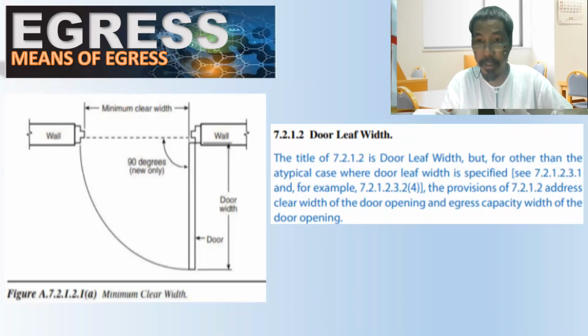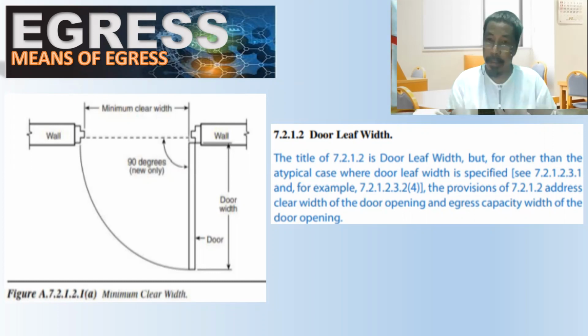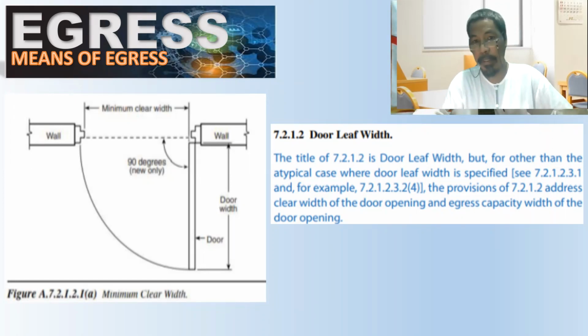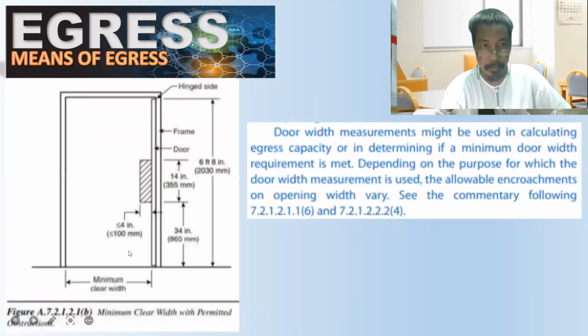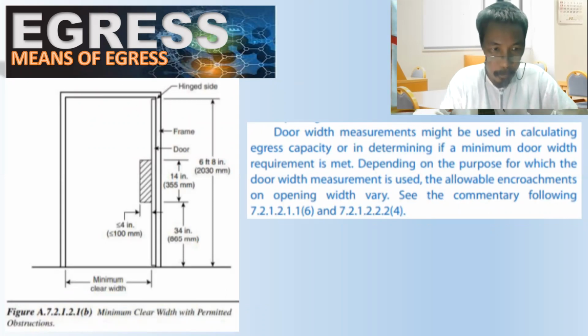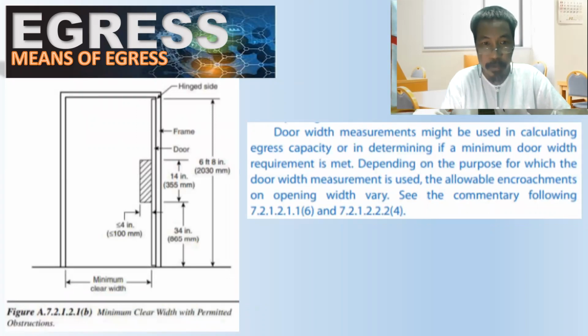So what percentage of the people are slim and fat? Use the average as your design assumption. Okay. Next concept is this one. This one is also minimum clear width with permitted obstruction.